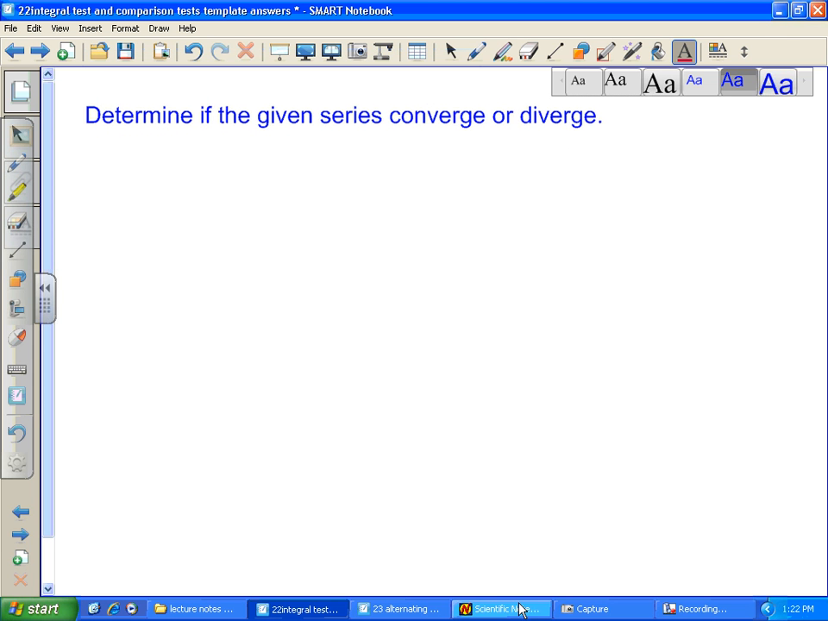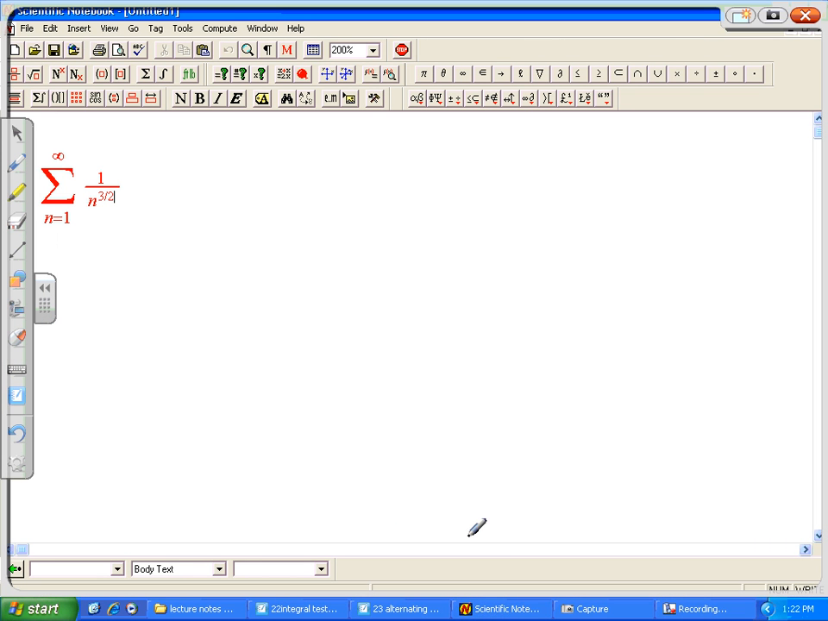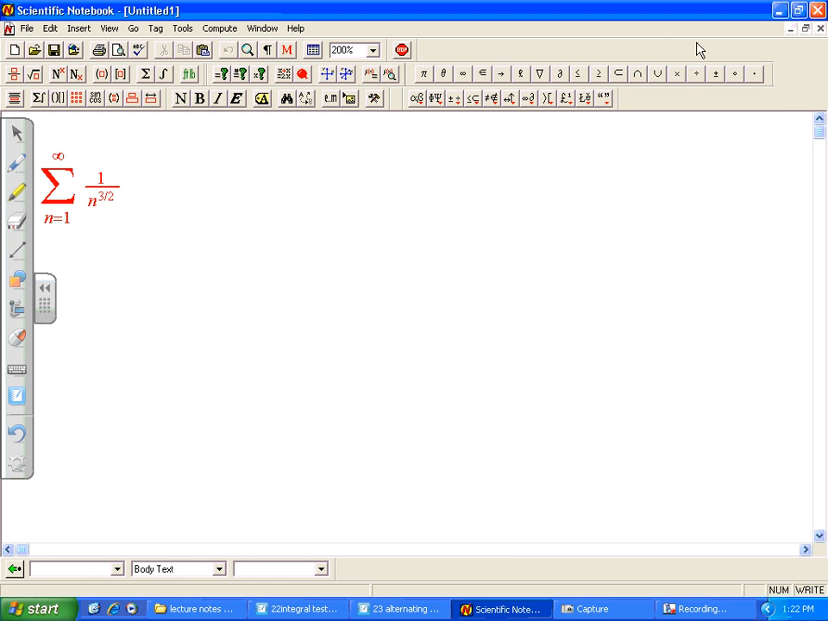Okay. And the given series will be the summation from 1 to infinity of, I'm going to change this one, the top should be the square root of n, and the bottom should be n squared plus 1.